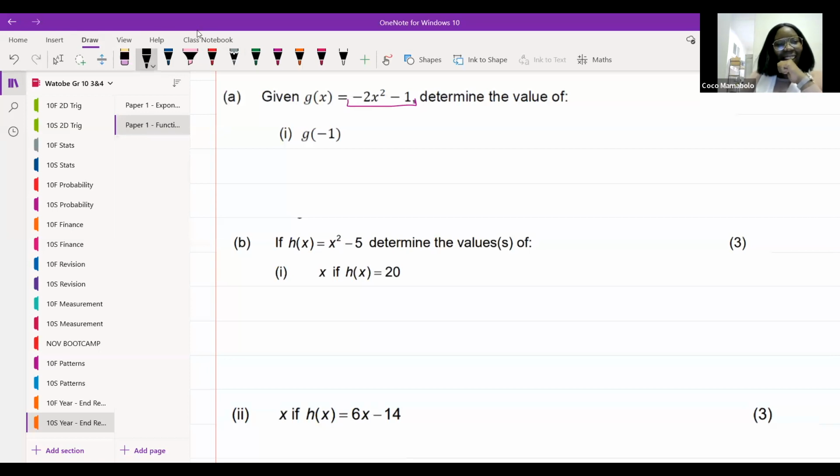Who is it? Cassidy. Is it Cassidy? Beautiful, Cassidy. 100%. So we're going to go g of -1 is equal to -2. Ooh, there's an x. So I'm going to open brackets, replace my x with -1, close brackets, squared -1. And I'm going to find an answer. That's all they want.